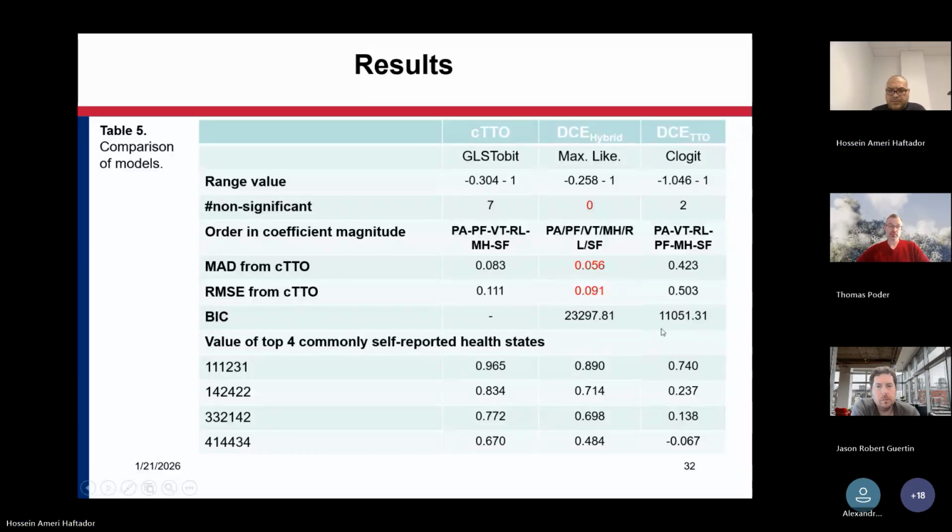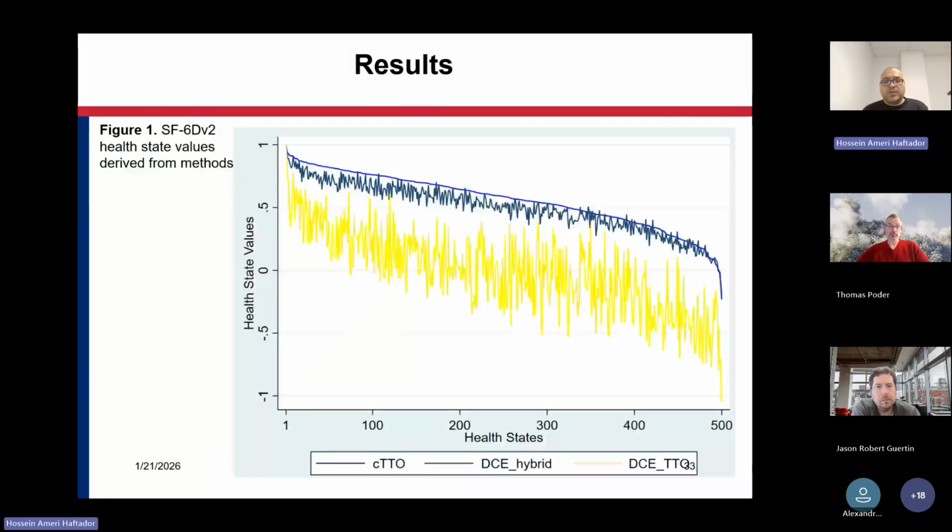Bayesian measure is here. Again, the values of the top 4 commonly self-reported health states are presented. This health state has the highest value set for all methods, and this health state has the lowest value set for all methods. We compared utility values estimated from 3 models in figures. DCE TTO tends to underestimate for all health states.